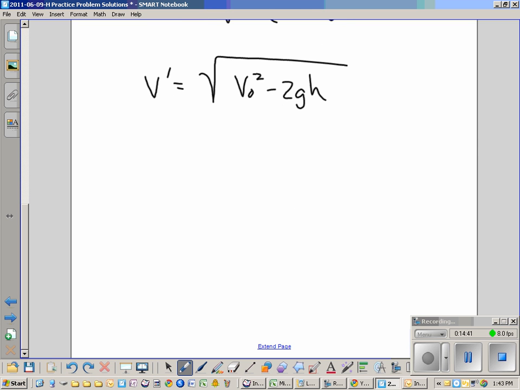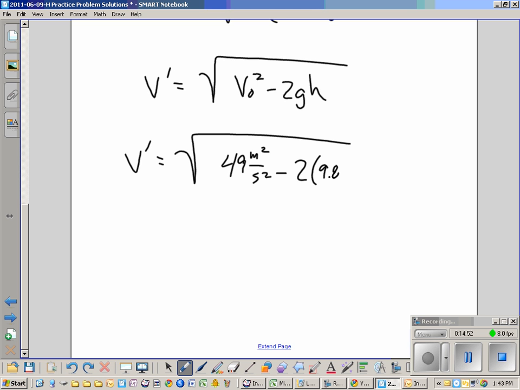All right, so now v prime is equal to the square root of 49 meters squared per second squared minus 2 times 9.8 meters per second squared times h, 1.25 meters. All right, calculator crew, what do we got?